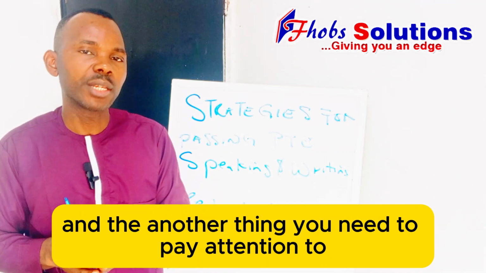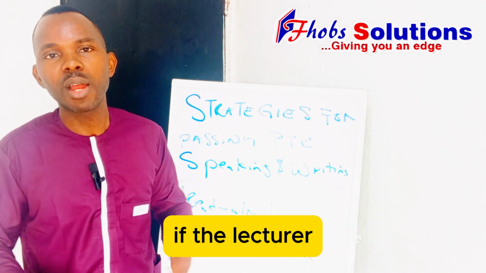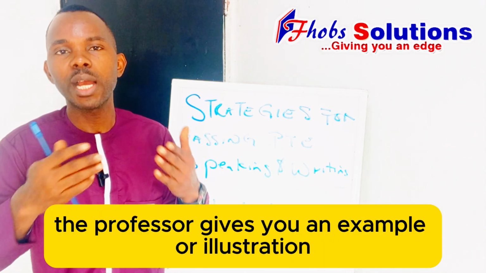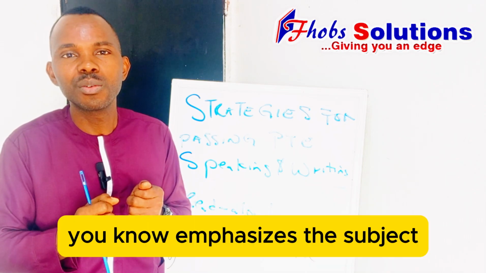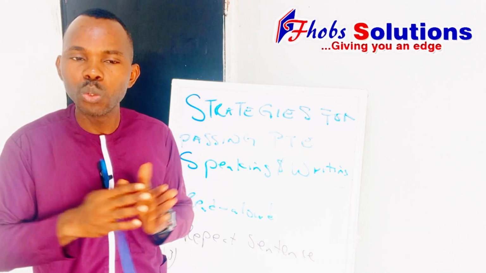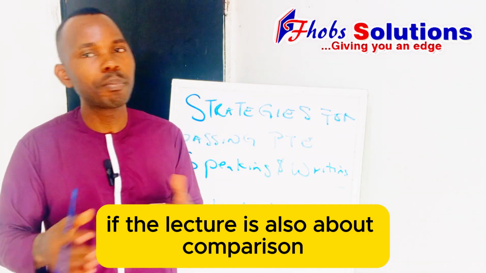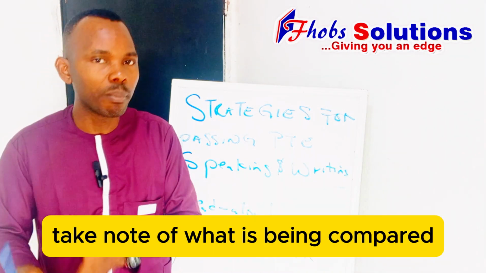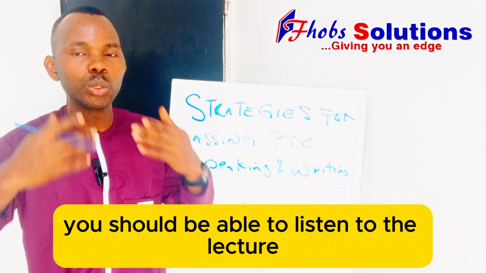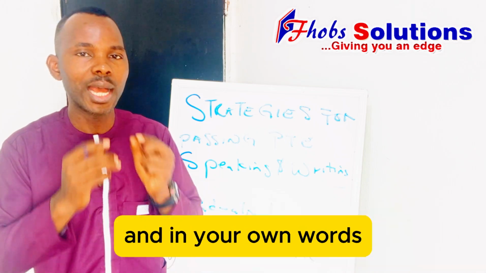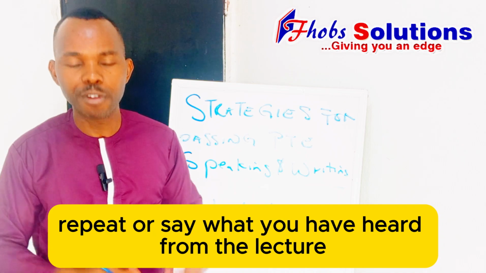That were raised in the course of the lecture. And another thing you need to pay attention to is the example and illustration. If the lecturer, the professor, gives you an example or illustration, because example and illustration strengthens and emphasizes the subject, you are going to pay attention to them and be able to talk about it. However, if the lecture is also about comparison, take note of what is being compared and the relevant information. Summarily, for the retell lecture, you should be able to listen to the lecture and in your own words, repeat or say what you have heard from the lecture.